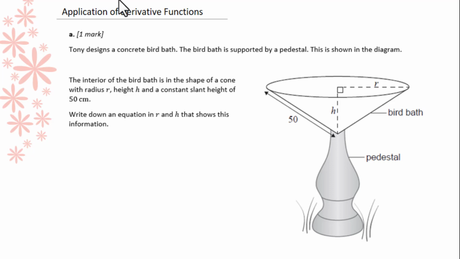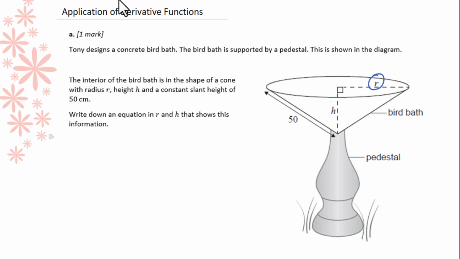The interior of the bird bath is in the shape of a cone with radius r, height h, and a constant slant height of 50 centimeters. Write down an equation in R and H that shows this information.